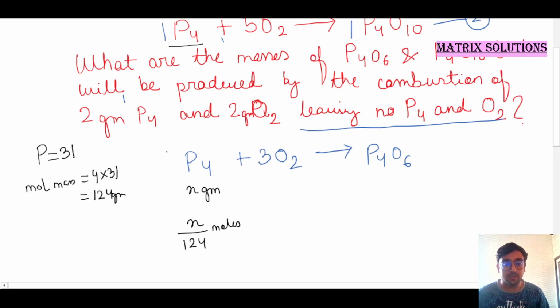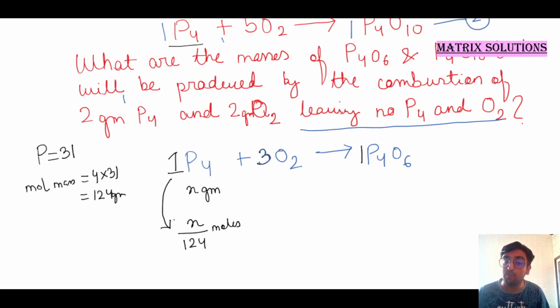Now see the stoichiometry ratios. It is 1:3:1. It means 1 mole of P4 is reacting with 3 moles of O2 to form 1 mole of P4O6. The ratio is 1:3:1. Then one part correlates with x by 124. Remember what I said? One part correlates with x by 124 moles.